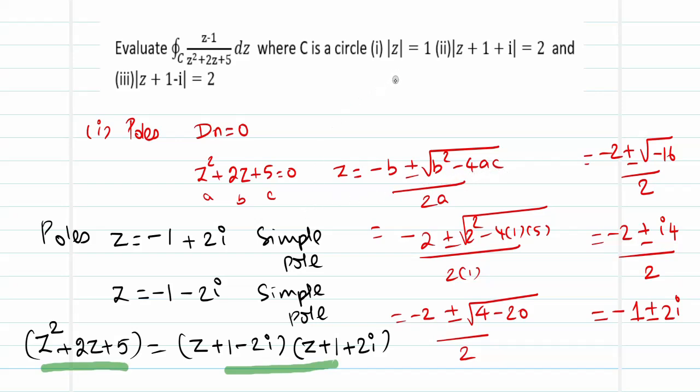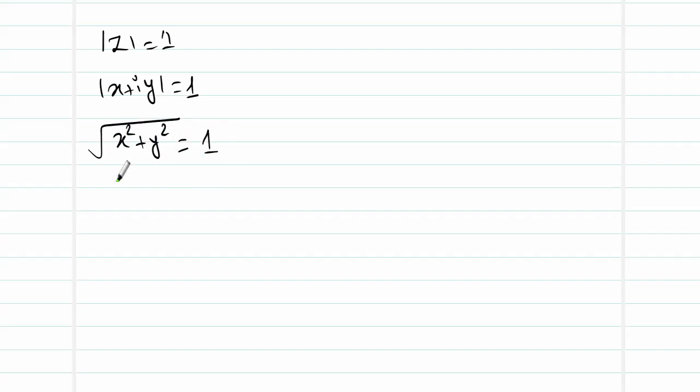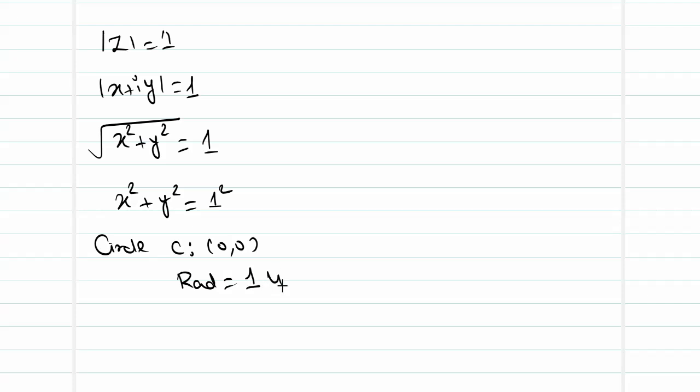So now we will move on to the second step, which is identifying our boundary. What is our boundary for the first case? Mod z is equal to 1. What does mod z equal to 1 represent? It represents the modulus of x plus iy equal to 1. So I have the square root of x square plus y square equal to 1. Squaring on both sides, I have x square plus y square equal to 1 square. This represents a circle with center 0, 0 and radius equal to 1 unit.